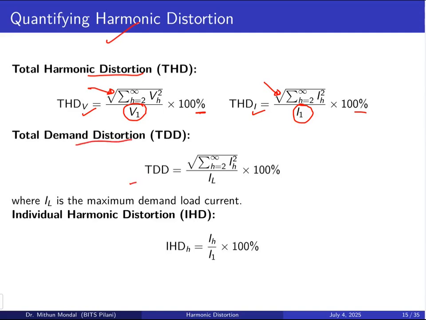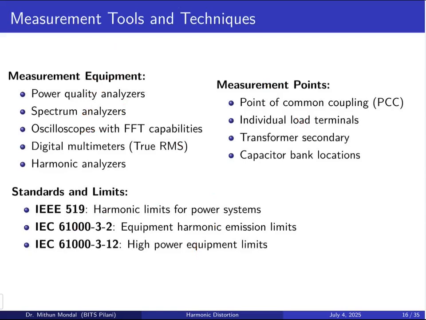Total demand distortion, if you want to calculate it, is again with respect to the IL value, which is the maximum demand load current, and on the numerator side we take the harmonics from 2 to infinity. And if we calculate the individual harmonic distortion, we take the ratio of the harmonic current with respect to the fundamental current multiplied by 100. So for a particular harmonic, we can find out its distortion level.